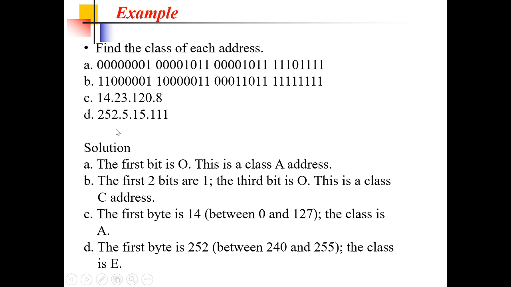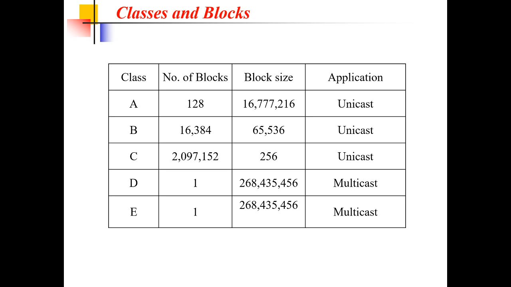Then for B, the first 2 bits are 1 and the third bit is 0, meaning it is a class C address. Then for C, the first byte is 14, that is between 0 and 127, so the class is A. And for D, the first byte is 252, that is between 240 and 255, hence the class is E. So this is how, by observing the first bit or first 2 bits or first 3 bits of the first byte, you can identify the address of a particular class.